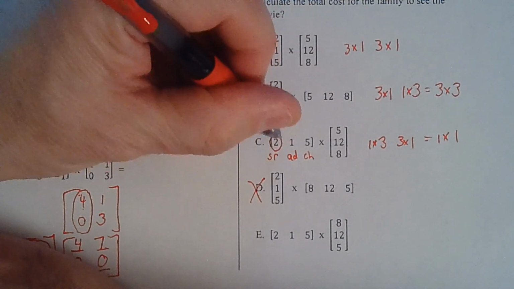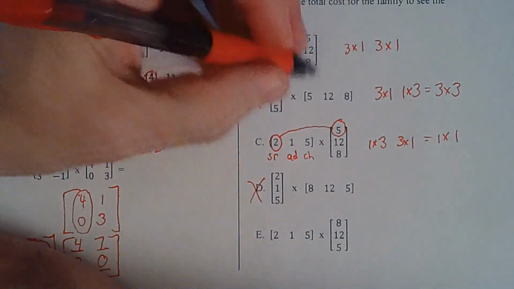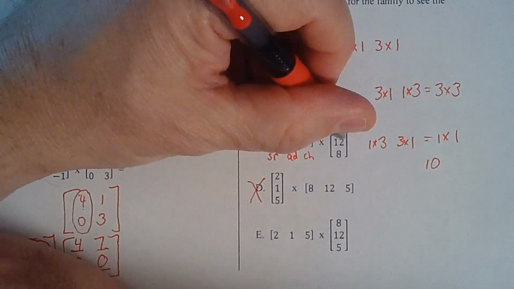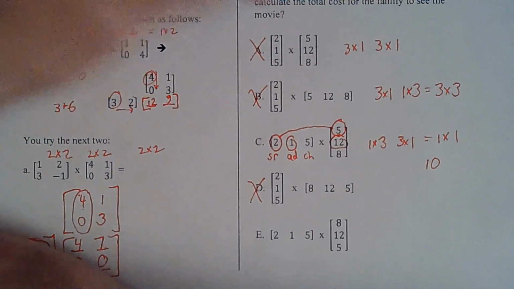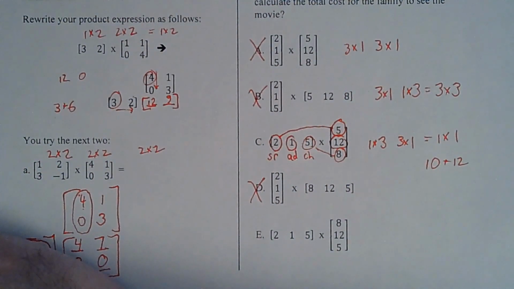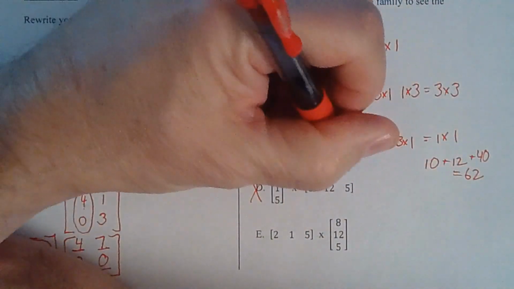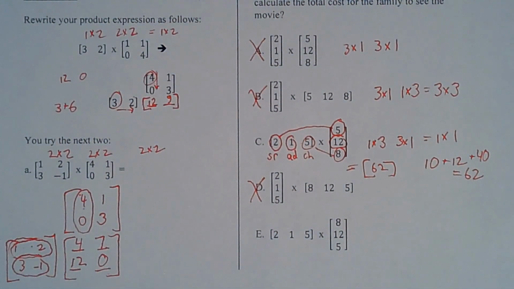2 senior citizens times $5 each is $10. Right, so that's our first number. The 1 adult multiplies by the 12, which is how much it costs each adult to go to the movie. So that's 12. And then the 5 children multiply the 8, which is the cost for each child. So there's 40, and there's our answer, 62. So the answer here would be a matrix of a single number, the number 62.